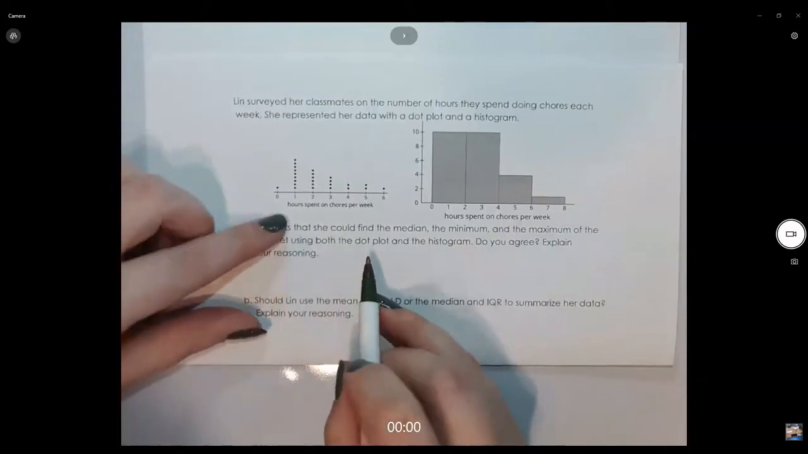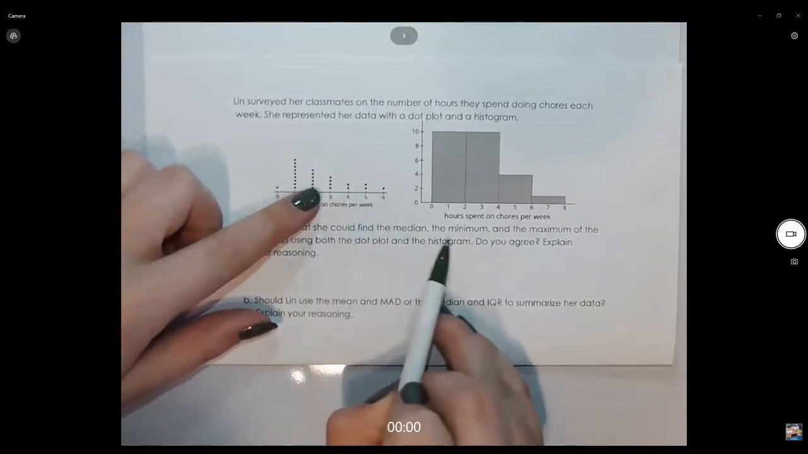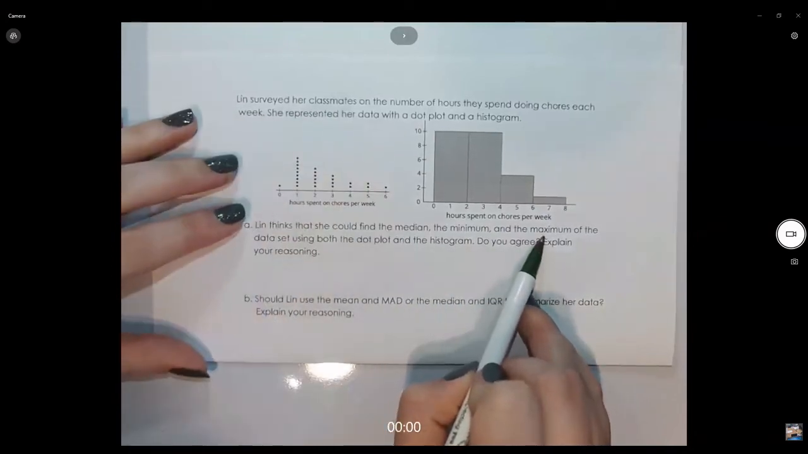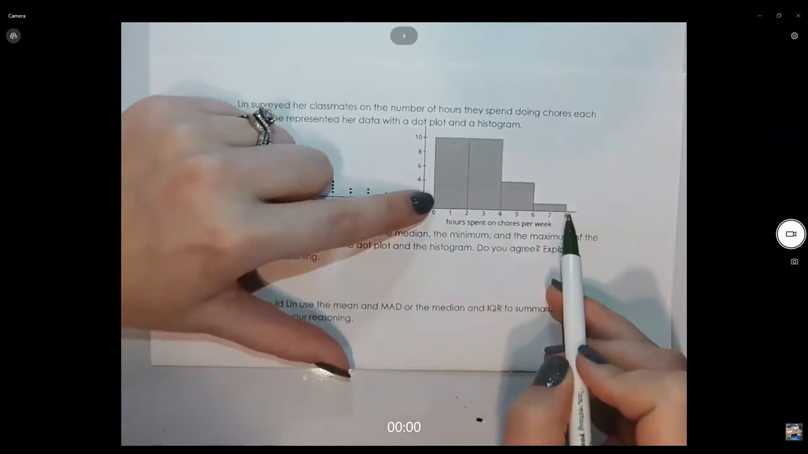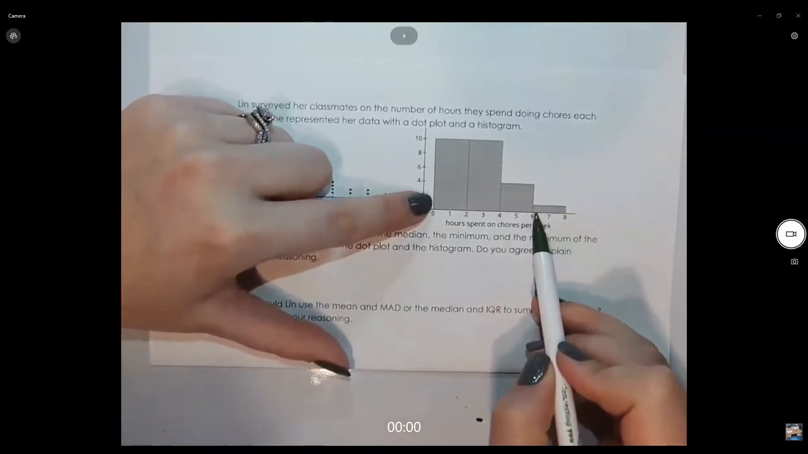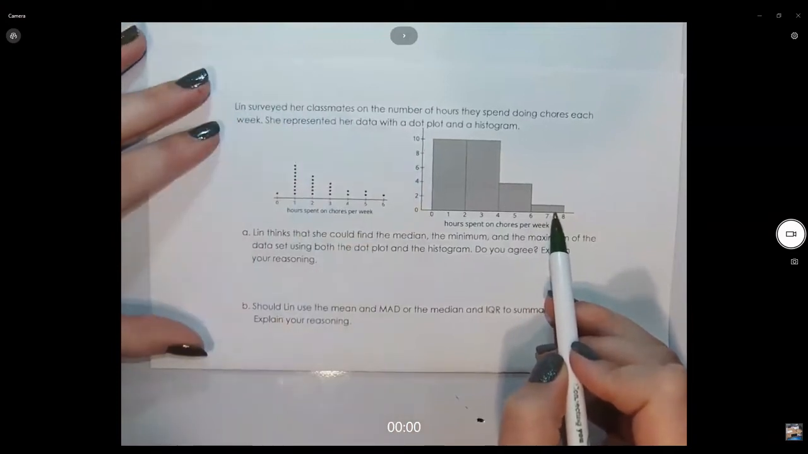I agree that in the dot plot, you could find the median, so you could work your way towards the middle. You could find the minimum number, you could find the maximum number. However, with a histogram, you just have to estimate those because we don't know if we have a number at 8 or if we have a number in between 6 and 8 for this last one. So you'd have to estimate those.